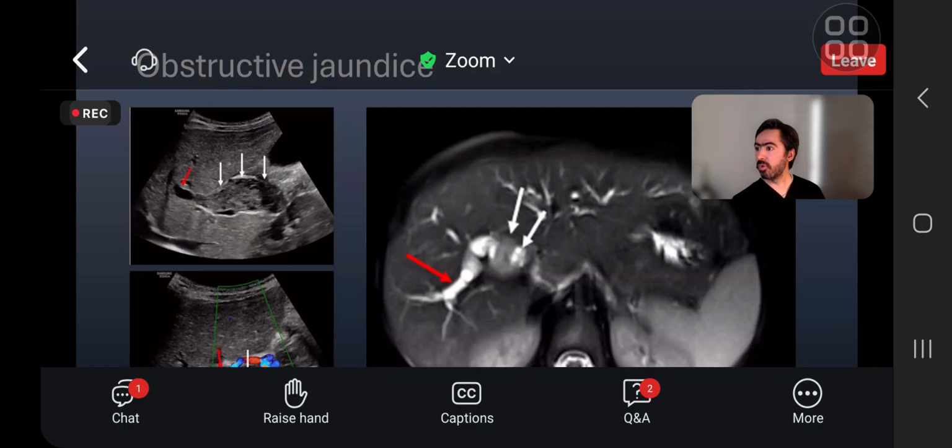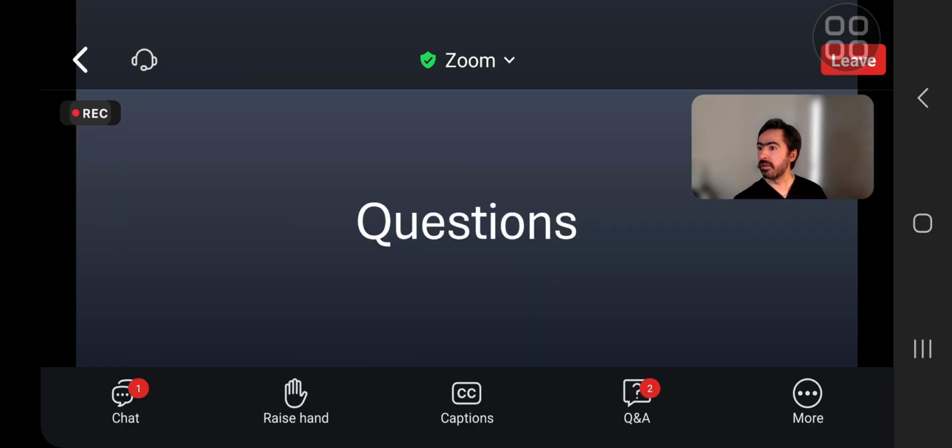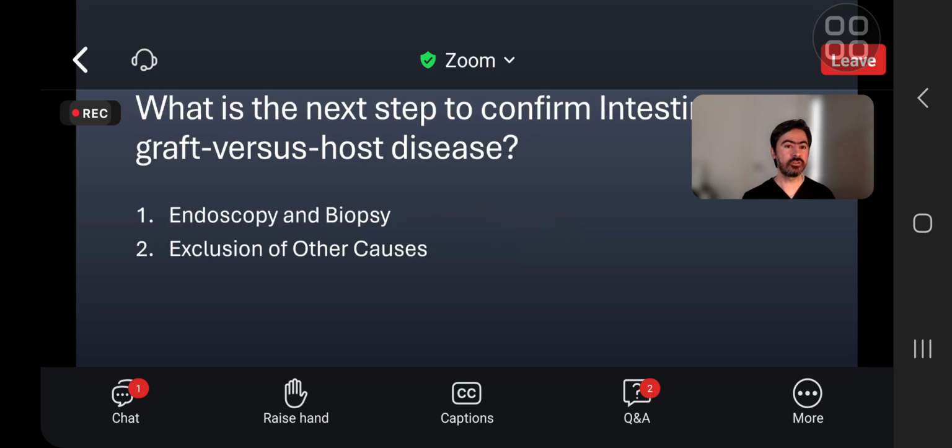So it's time to run the poll now. And my first question to you guys is, what is the next step to confirm the intestinal graft versus host disease? So I will give you approximately 10 seconds to answer this question. Your options are endoscopy and biopsy, or exclusion of other causes.